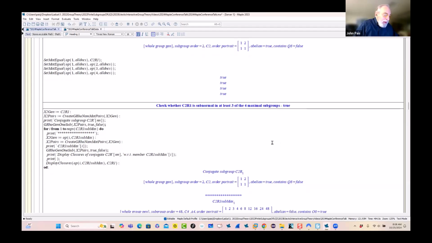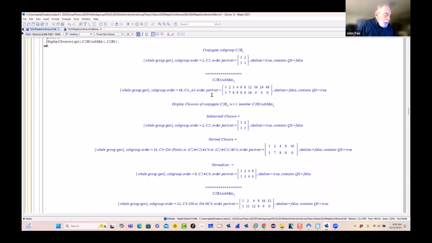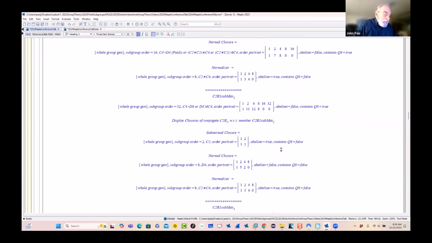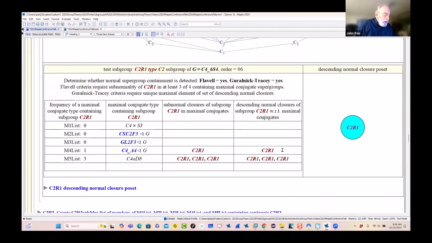So basically, I did that. Here's my test subgroup C2. This is my first maximal group that it's contained in, and then I compute closures. I computed the subnormal closure, the normal closure, and the normalizer. While I was at it, I computed them all because it's interesting to look at them. For the subnormal closure, I got C2. Then I did the second one, and I got C2 for that. So in fact, I got C2 for all of them. If you summarize this in a table, you can see that for these maximal subgroups over here, we don't have any containment in the first 3, but we have 1 copy that contains our test subgroup here, and 3 copies that contain our test subgroup here.